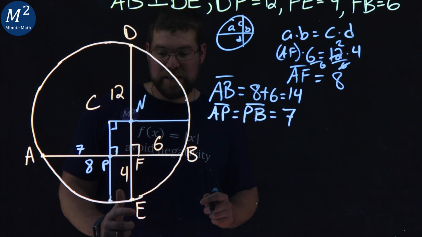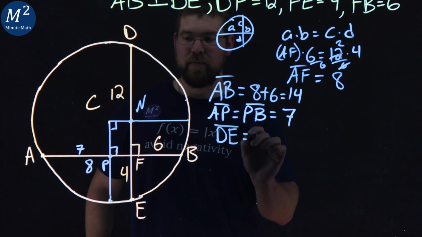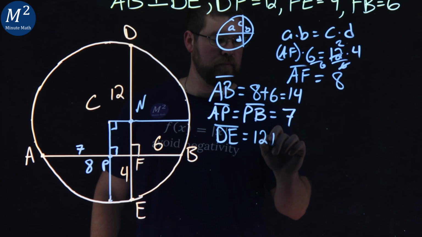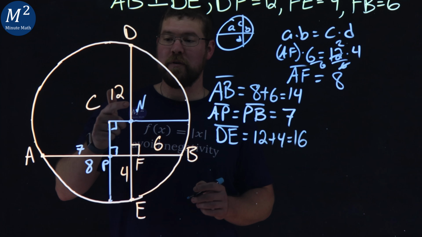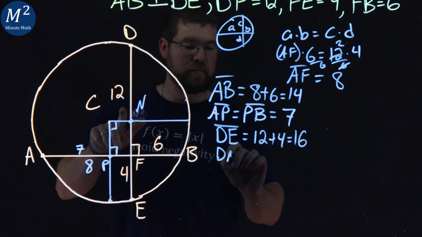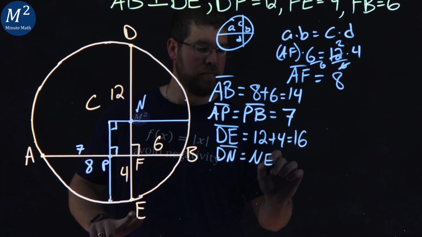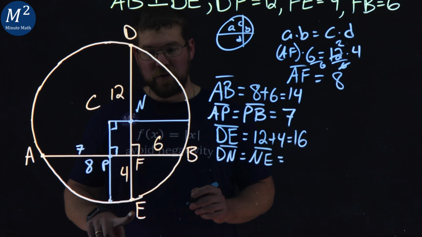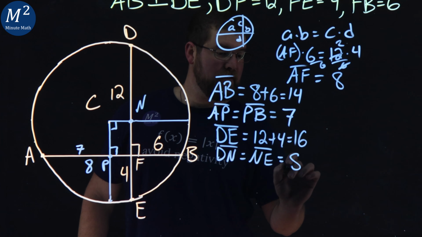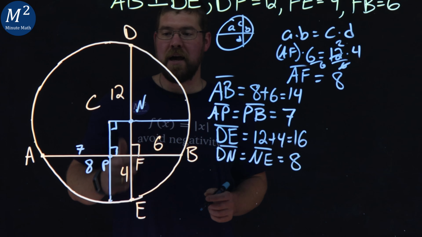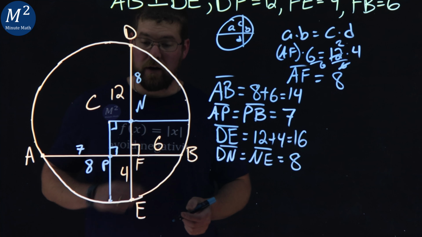So the length of DE, same idea. That overall length is 12 plus 4, which is equal to 16. So the length of DN is equal to the length of NE, which is equal to half of 16, which is an 8. So we have an 8 here for DN, and NE also has a length of 8.